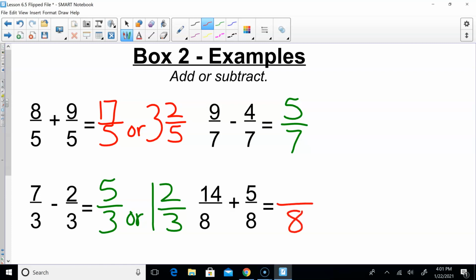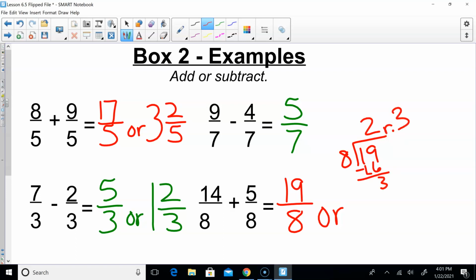There's a size. 14 pieces plus 5 pieces would give us 19 pieces. And as a quick review, if you're not sure how I got those other ones, you're taking your numerator, 19, divided by your denominator, 8. I get 2, 16, with a remainder of 3. So 2 is how many full groups I get. 3 is what's left over. And the size is 8. So 19/8 or 2 3/8.